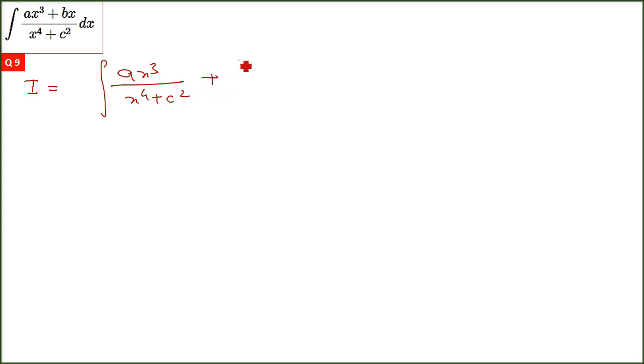So I'm separating this into the ax cube term and the bx term. So you have bx, and the denominator is x to the power 4 plus c square. Now I know that the differentiation of x to the power 4 will be x cube. But in order to get x here, I will take x square whole square, because the differentiation of x square can give us x. So x square whole square plus c square in the second term. But the first term I will keep as x to the power 4, will not change it.